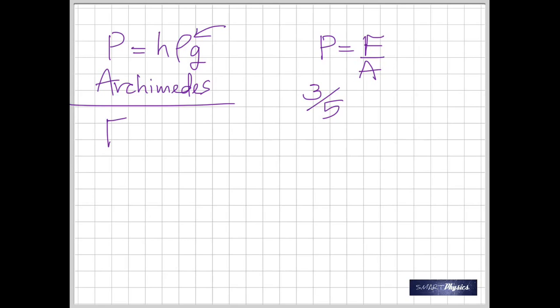The P equals, what does that P mean? That's pressure. And the P inside is not a P. That's rho. That's density. Rho, density. Okay.